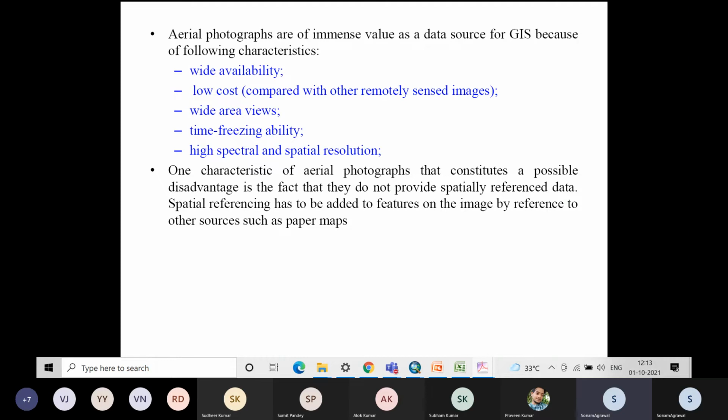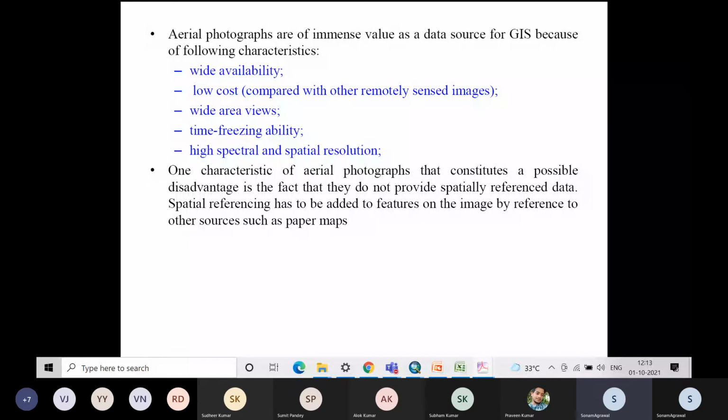Then time feasibility means if you want to capture data on a particular date at a particular time, then you can freeze that time as per your requirement. It means that you can customize the whole process. Higher spectral and spatial resolution. So all these things can get adjusted with aerial photographs, but there will be a little bit more distortion, there will be instability of the platform, but it can provide you the customized output as per your requirement.